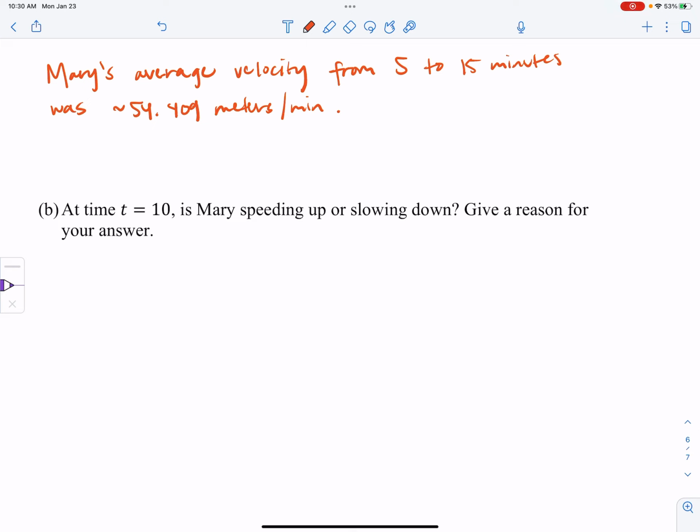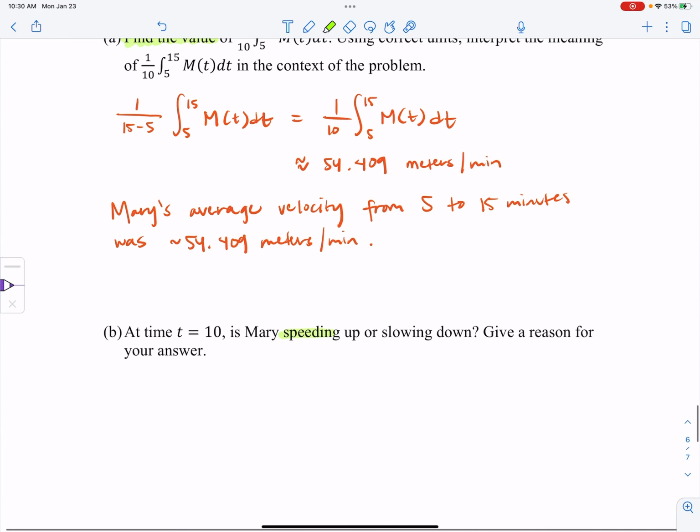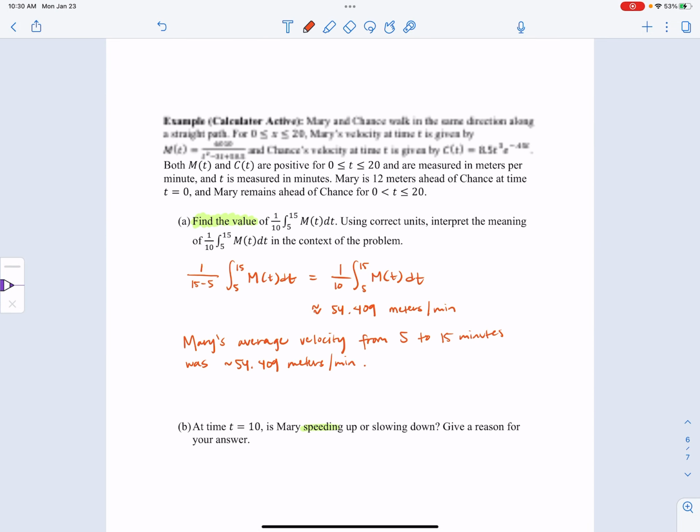At t equals 10, is Mary speeding up or slowing down? This sounds familiar. Getting a little deja vu. Well, if you remember, we say that an object is speeding up if its velocity and acceleration are the same sign, and an object is slowing down if velocity and acceleration are different signs. So let's figure out what the sign of Mary's velocity is at t equals 10 minutes.